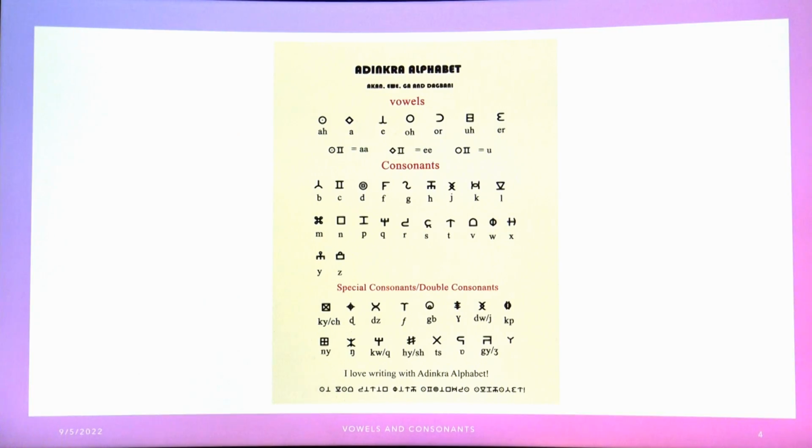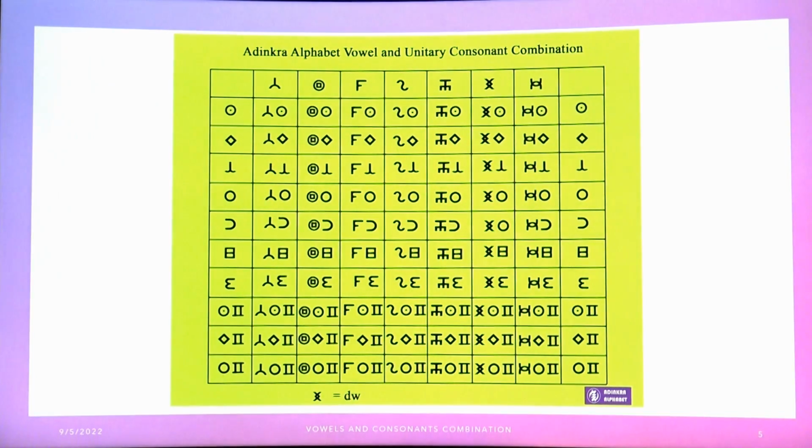This is a slide showing the Adinkra alphabet vowels and consonants, also showing the special consonants or the double consonants. This is actually the main part of the presentation, and here we have the Adinkra alphabet vowel and unitary consonant combinations. We have the 10 vowels combined with the 15 main consonants that combine easily with the vowels, and these are very prominent in the Akan language.